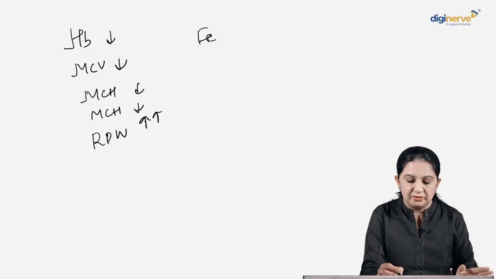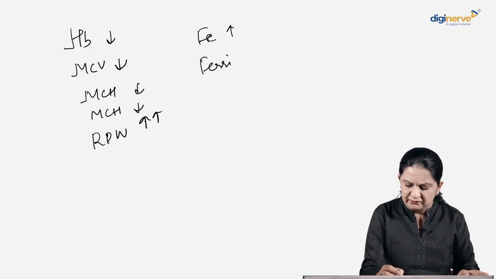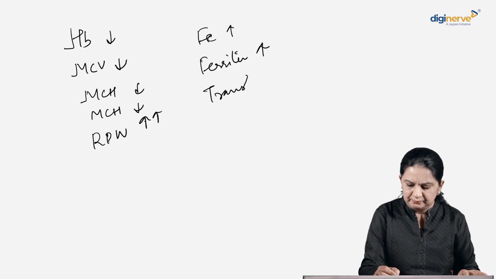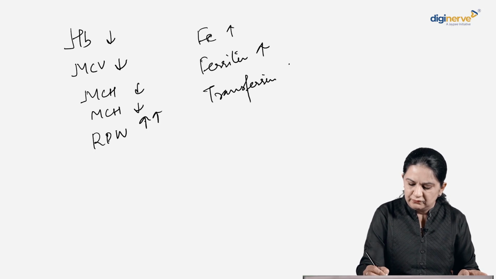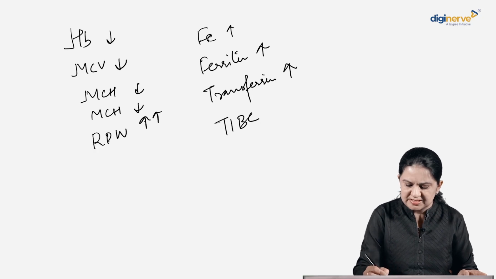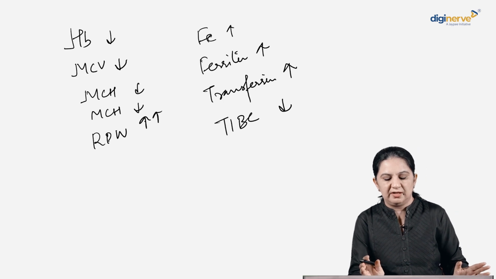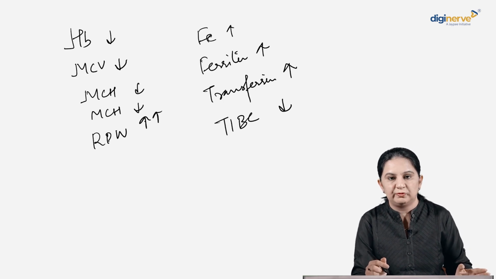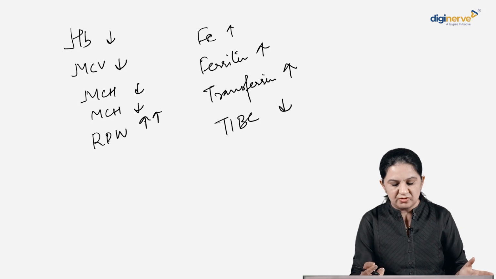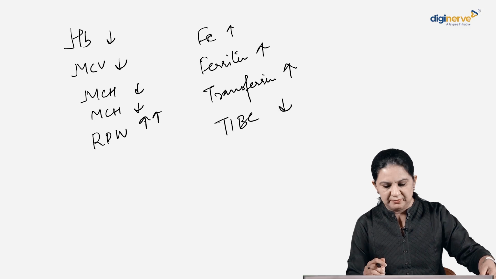Is iron deficient? No. So the serum iron will be raised. Serum ferritin will also be raised. Transferrin will be raised, but total iron binding capacity would be reduced. There is no iron deficiency problem. So iron, ferritin, transferrin would be raised, but then there is excess of iron, so the binding capacity would decrease. Alright, so this was sideroblastic anemia.